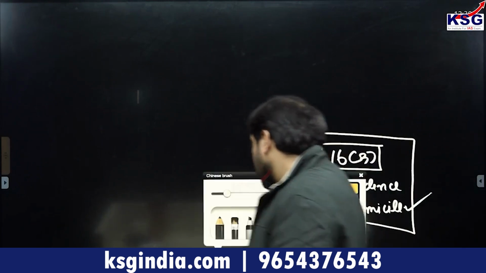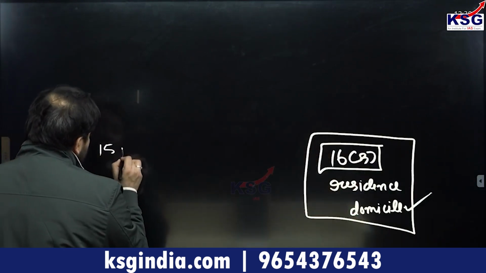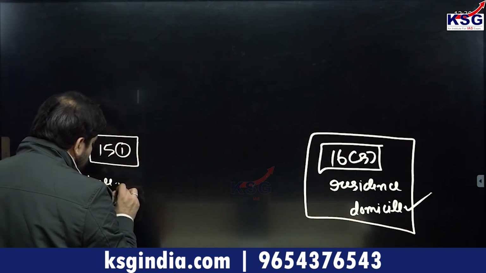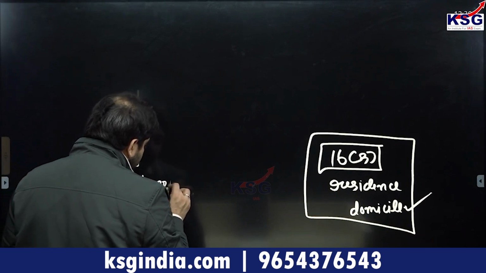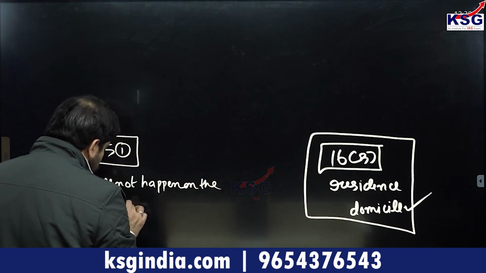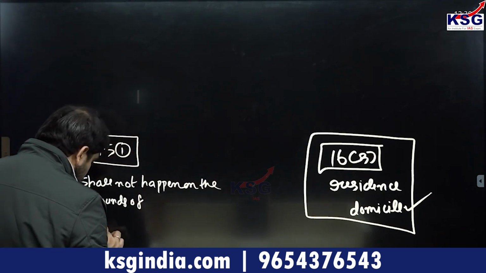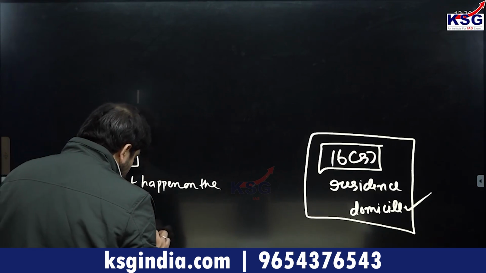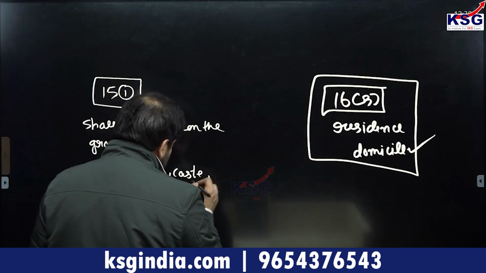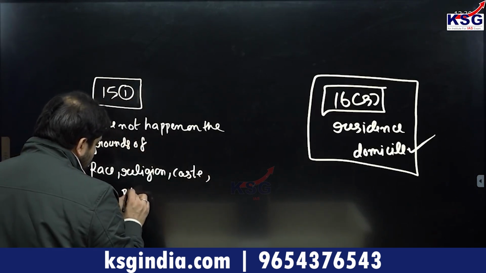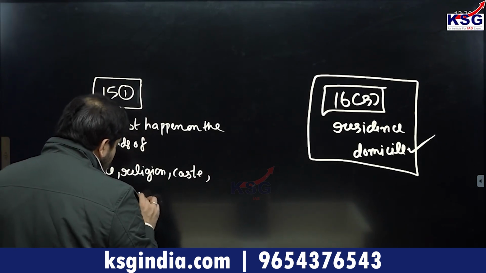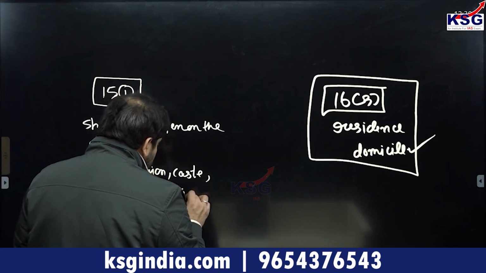एंड एज यू नो फॉर अ फैक्ट दैट अंडर आर्टिकल 15 क्लॉज 1 it is written that discrimination shall not happen on the grounds of race, religion, caste, sex एंड प्लेस ऑफ बर्थ. मतलब आर्टिकल 15 में लिखा है कि इन सब चीजों पे किसी व्यक्ति के संग डिस्क्रिमिनेशन नहीं किया जाएगा, है ना.